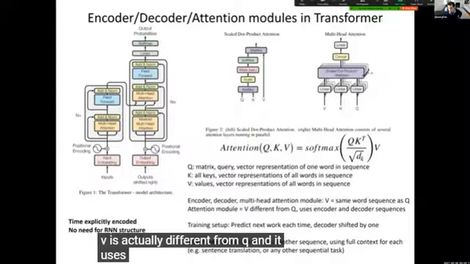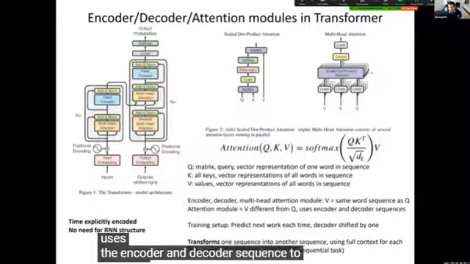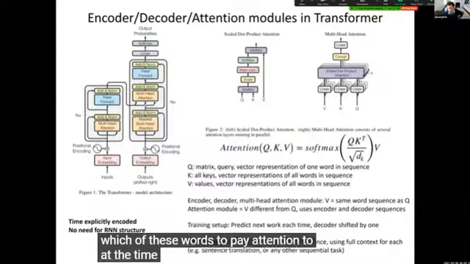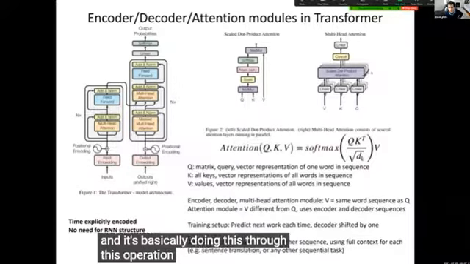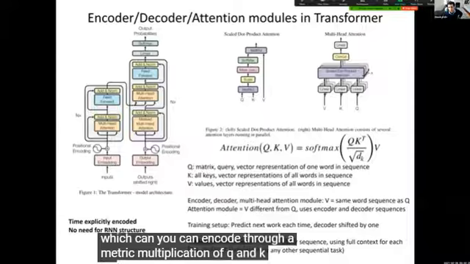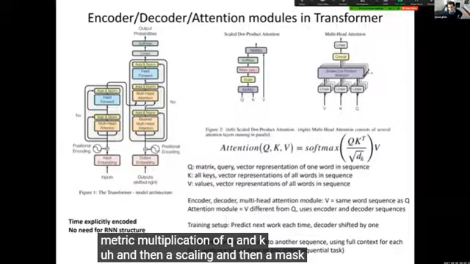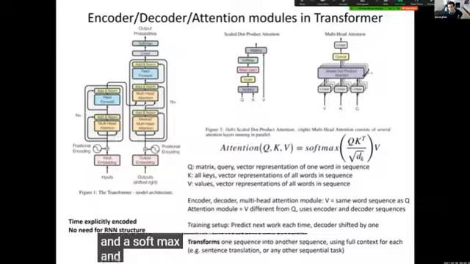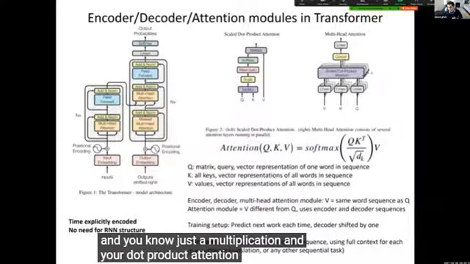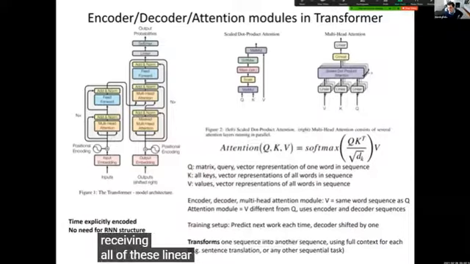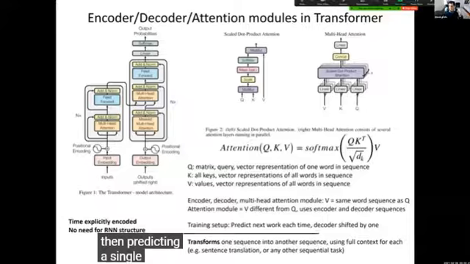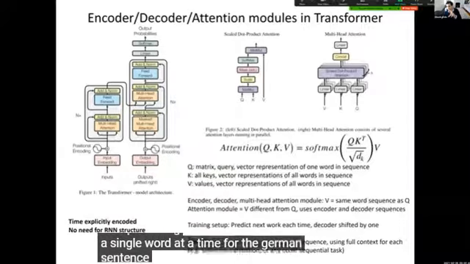And it uses the encoder and decoder sequence to basically decide which of these words to pay attention to at a time. It's doing this through this operation here, which you can encode through a matrix multiplication of Q and K, and then a scaling, and then a mask and a softmax, and just a multiplication. And your dot product attention is receiving all of these linear inputs through each of those, and then concatenating them, and then predicting a single word at a time for the German sentence translation.